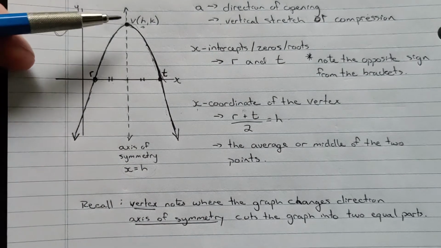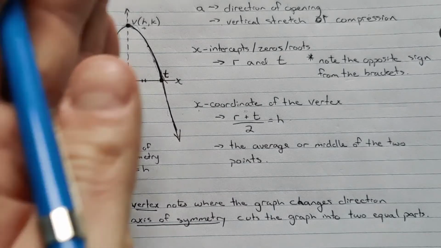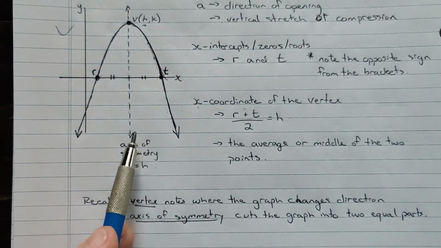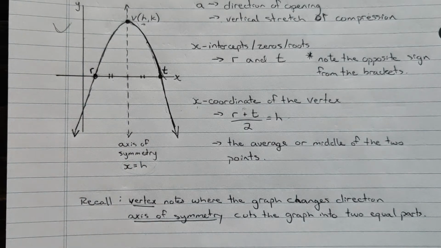The axis of symmetry, again, is that line that cuts the graph into 2 equal parts. It is making the graph symmetrical about that line. If you recall the red mirrors from elementary school, you would put the red mirror on that line there, and it would have mirrored the graph on either side.